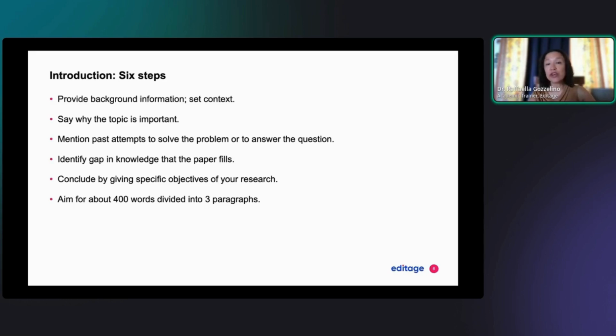And then you can conclude the introduction by giving specific objectives of your research, just a highlight to maintain the interest of the reader in continuing to go through your manuscript. Aim for about 400 words divided into three different paragraphs. And that's an estimate, right? You can increase the introduction in most manuscripts, but try to be very efficient in the words that you are using.